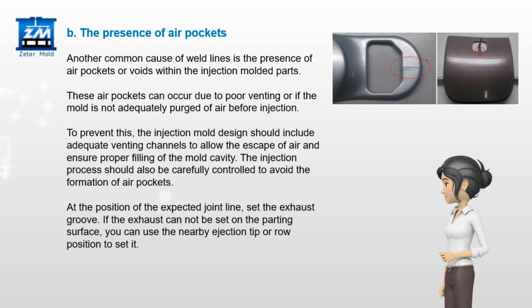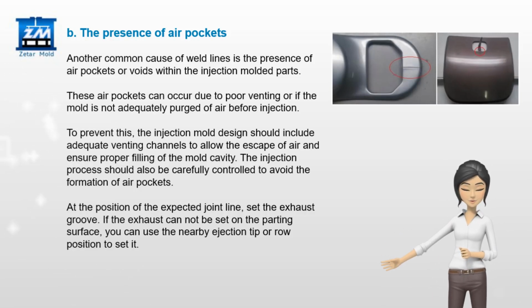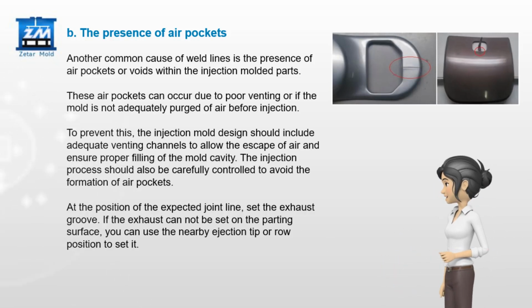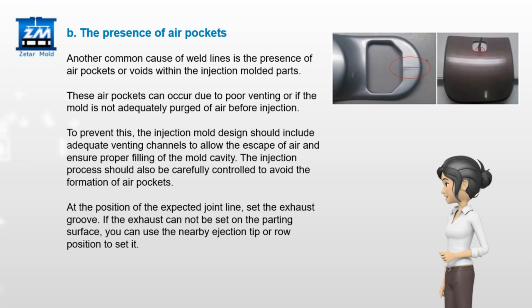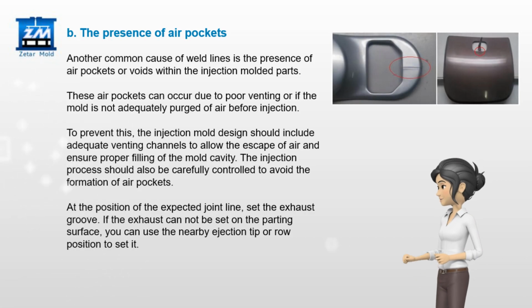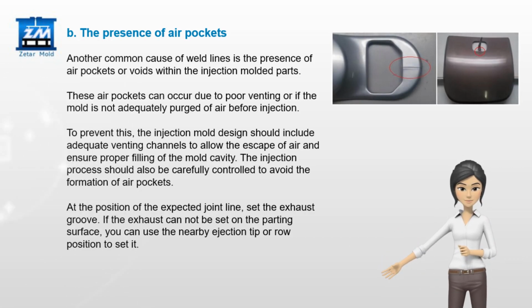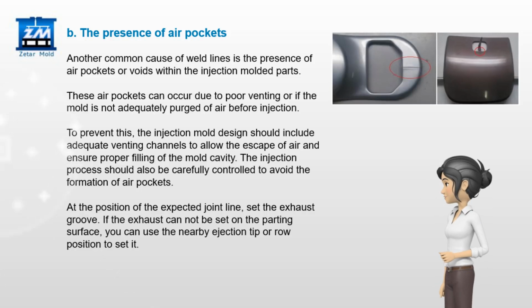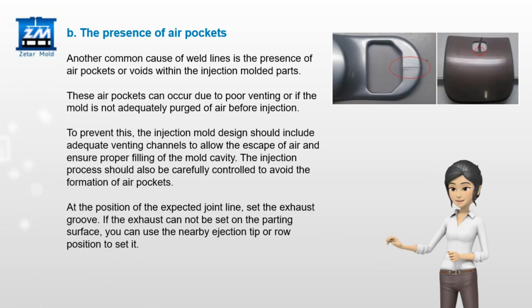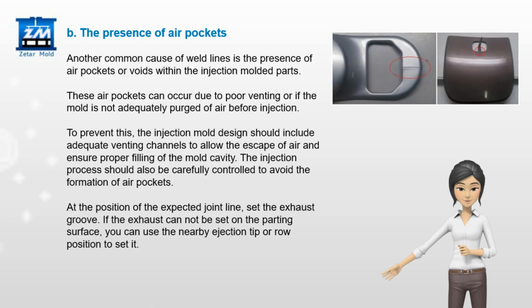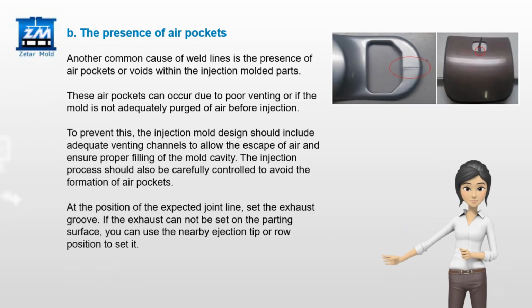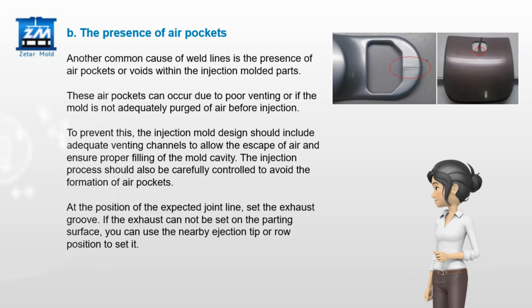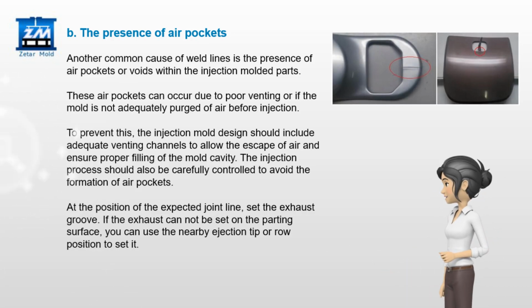B. The presence of air pockets. Another common cause of weld lines is the presence of air pockets, or voids, within the molded part. These air pockets can occur due to poor venting, or if the mold is not adequately purged of air before injection. To prevent this, the mold design should include adequate venting channels to allow the escape of air and ensure proper filling of the mold cavity. The injection process should also be carefully controlled to avoid the formation of air pockets.